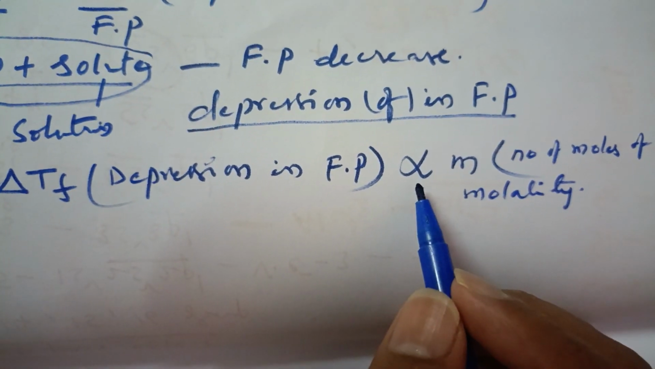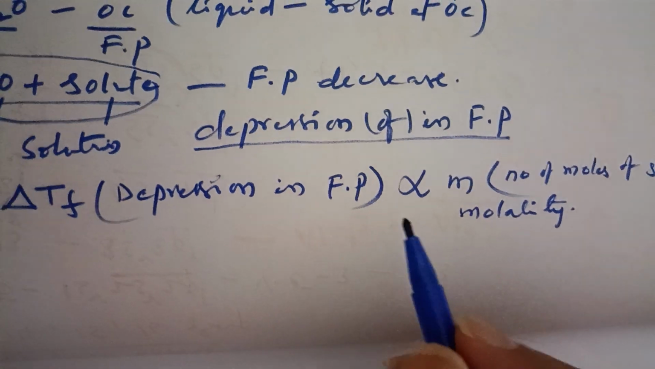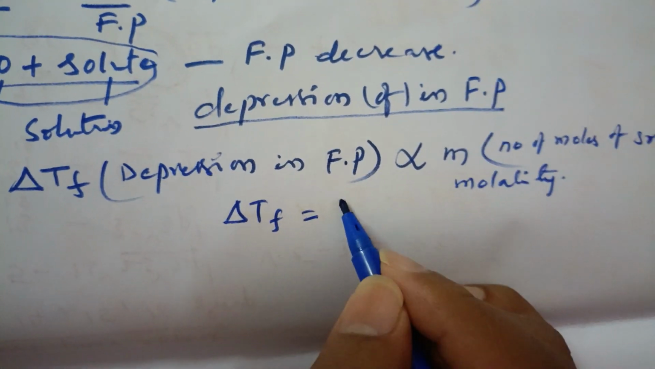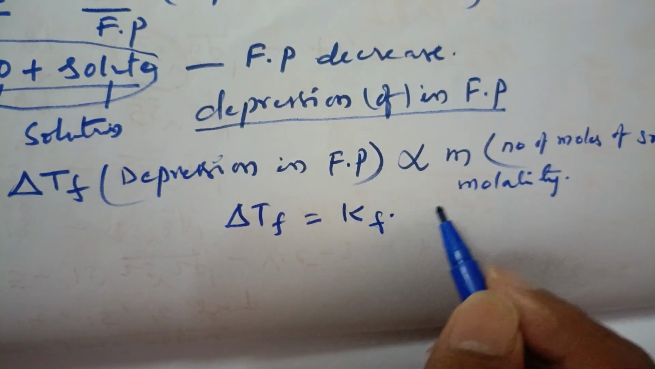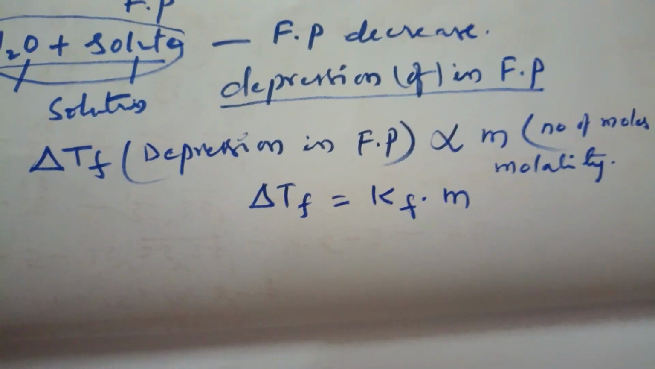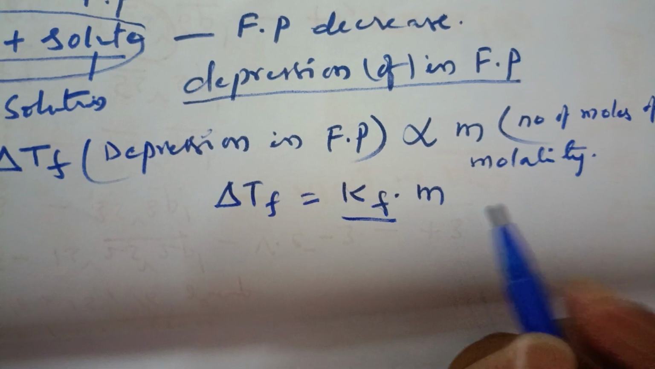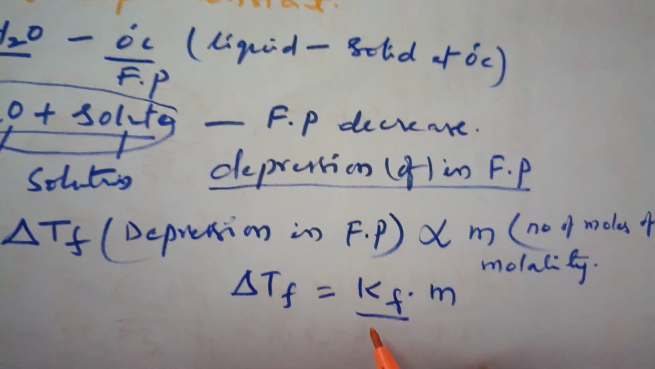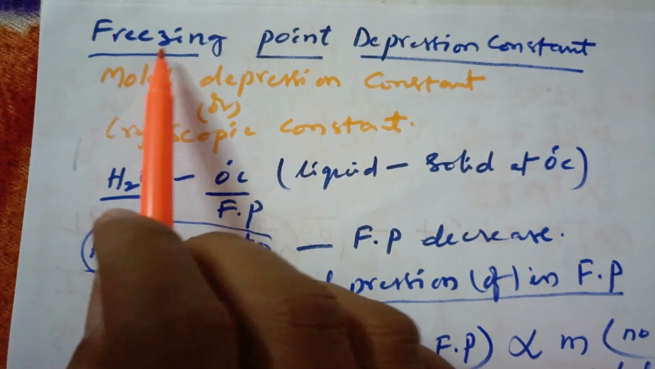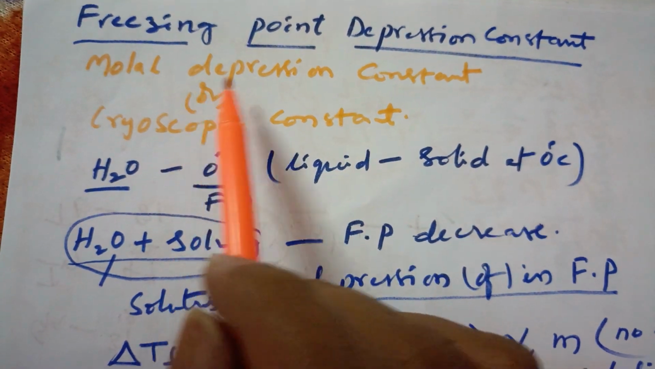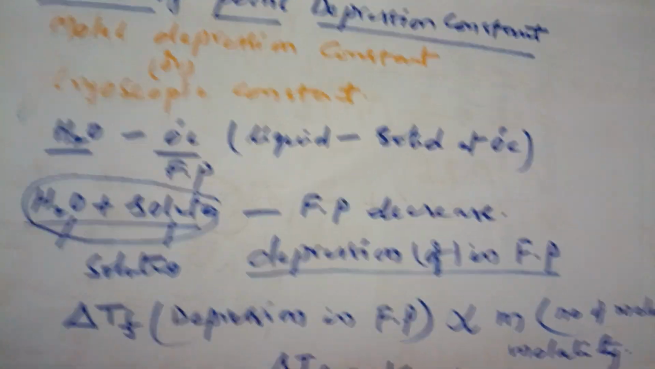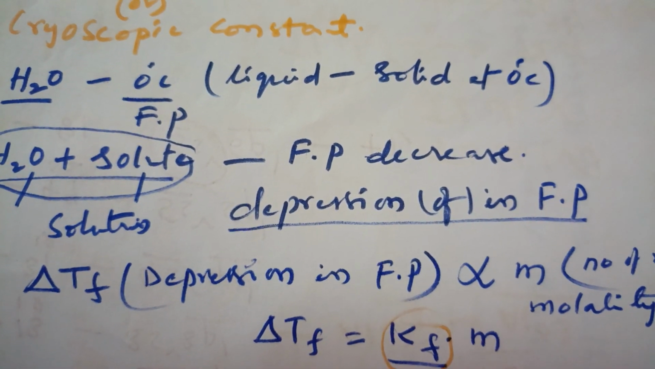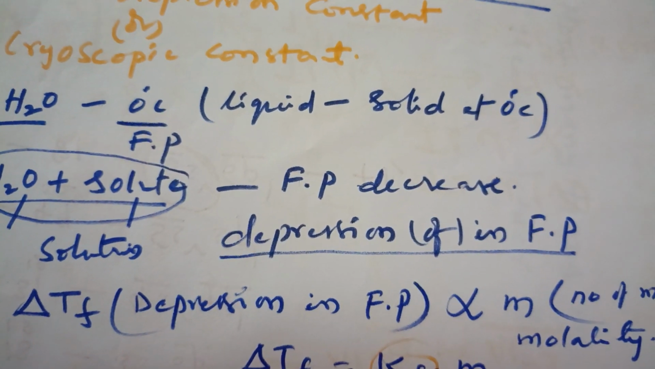If you remove this proportionality, then we get a proportionality constant. Delta Tf is equal to some proportionality constant Kf into molality small m. This Kf is called the cryoscopic constant, or as we discussed, freezing point depression constant or molal depression constant.